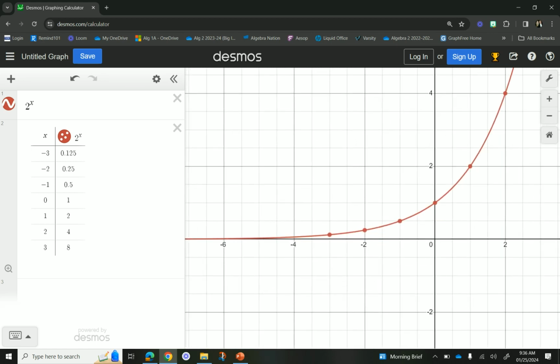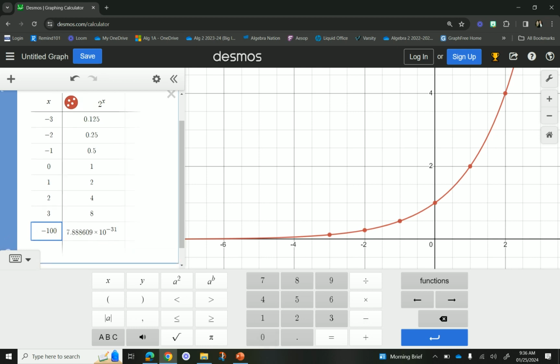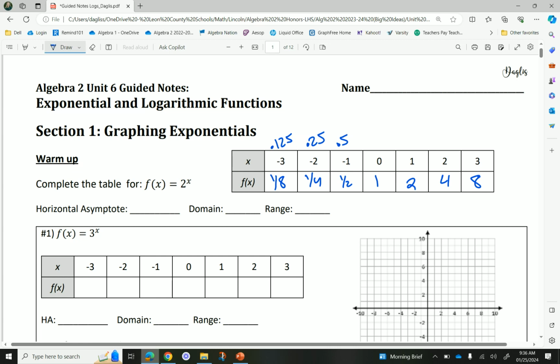If you use your handhelds and go in your table, eventually it's going to tell you undefined, because the number gets so small and so close to 0 that it can't even tell you what it is anymore. Like here, if I went down to, say, negative 100, that's 0 point, then 30 zeros, and then 788. It gets so tiny and so close, but it will never actually equal 0. So that's what an asymptote is, and every exponential is going to have one.